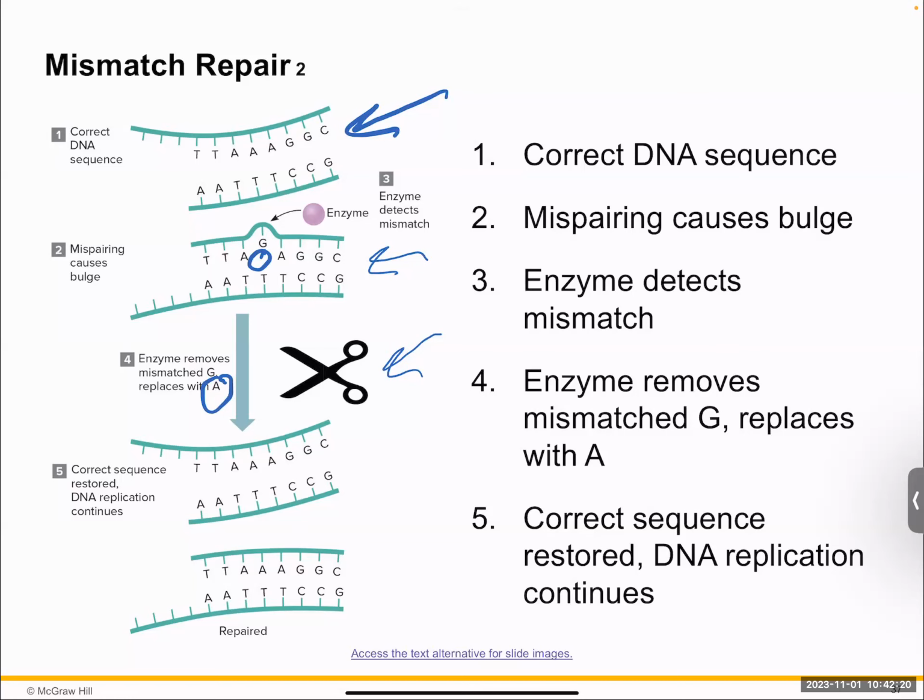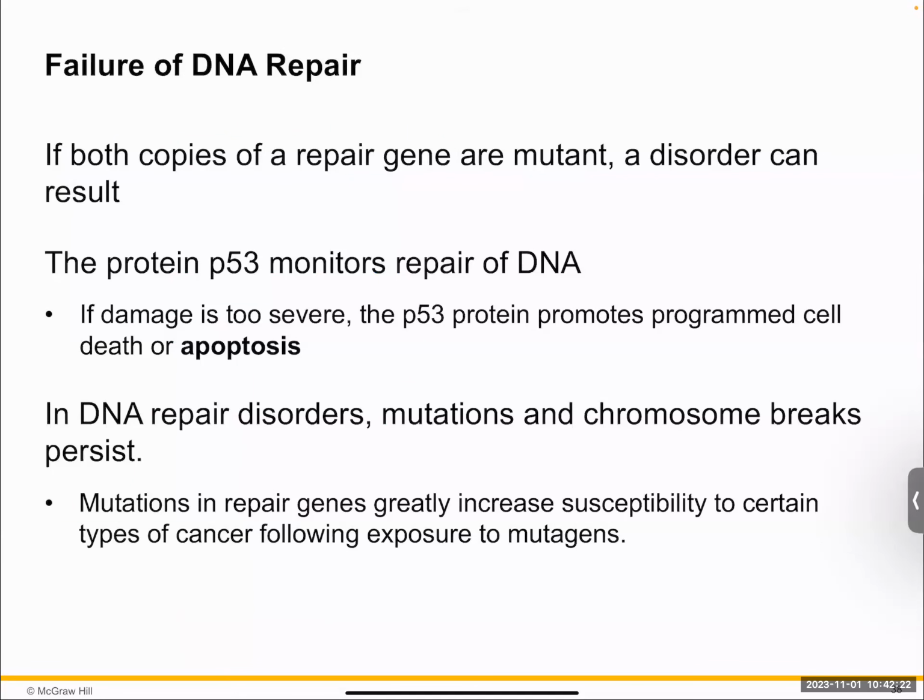So again, do we have the capacity to do it? Yes. Do we catch a lot of mistakes? Yes. But what if we fail to catch those mistakes? In this case, there is a protein that monitors and repairs the DNA, and this protein is called P53. This is the protein that monitors to make sure that the DNA is fixed.